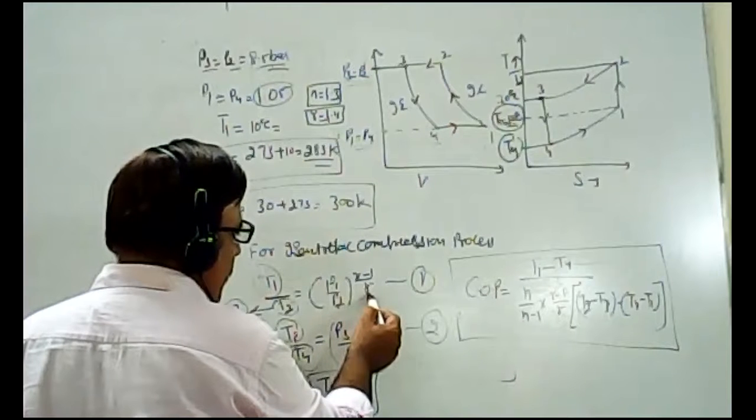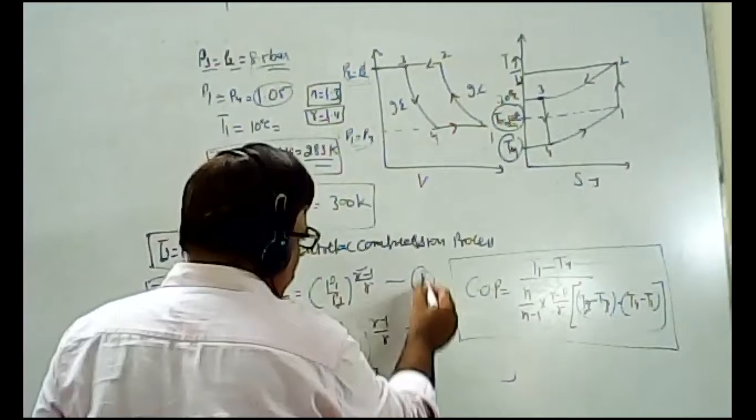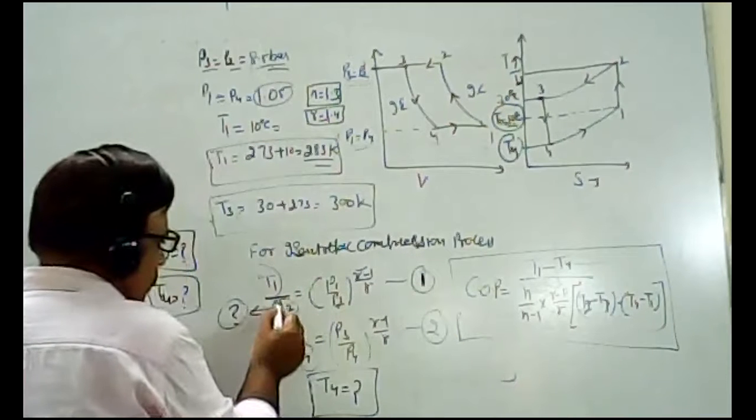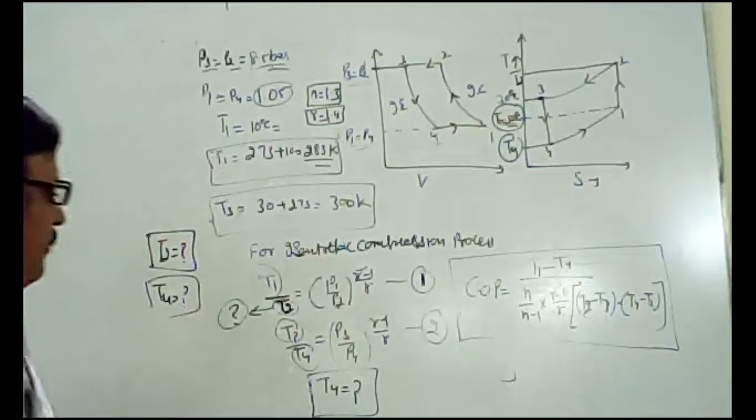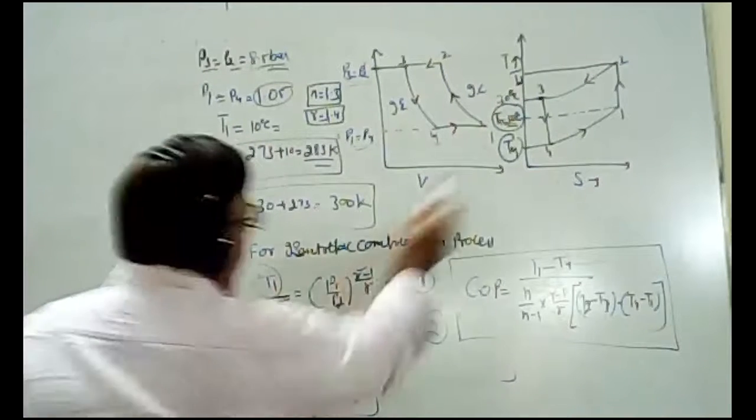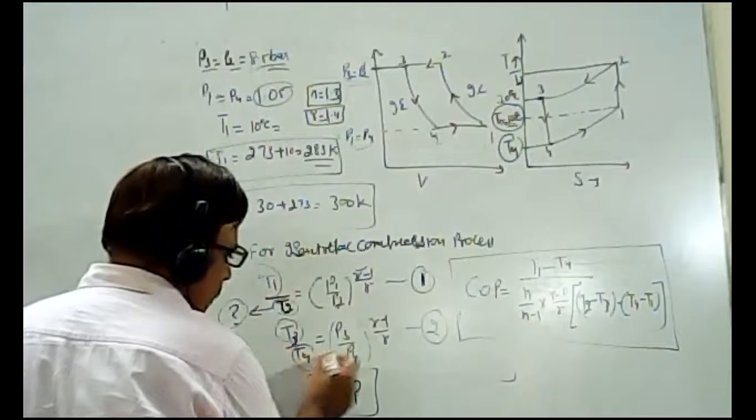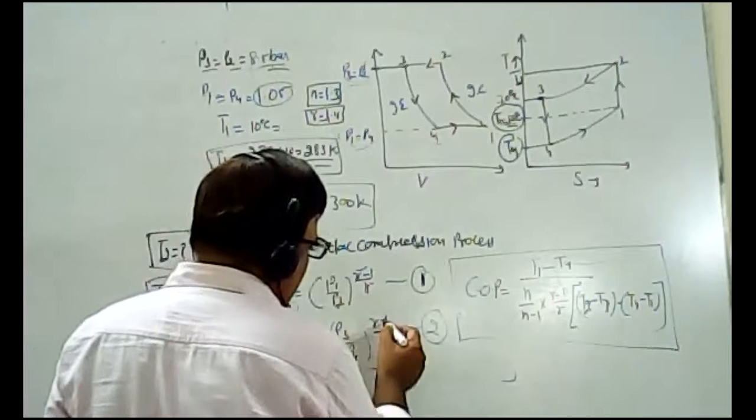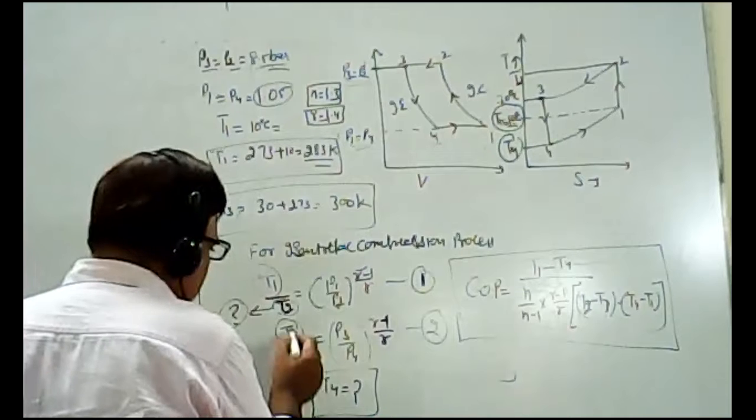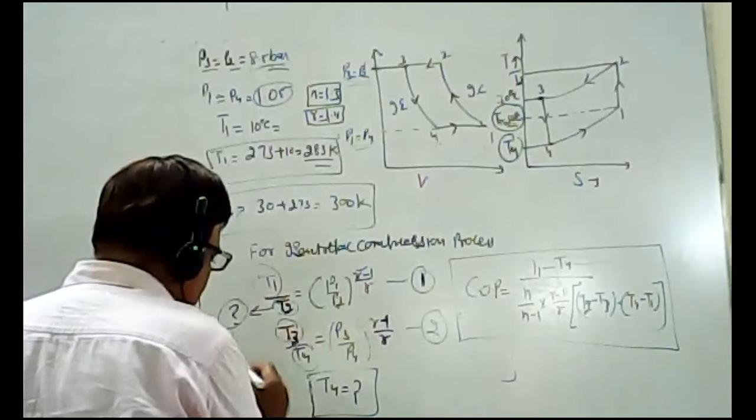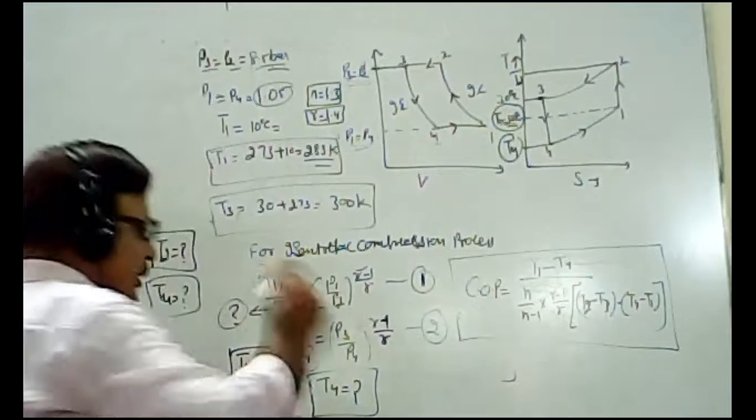T1 by T2 will be equal to P1 by P2 raised to the power gamma minus 1 divided by gamma. The value of gamma is given as 1.4. This is your equation number 1. From here you can calculate the value of T2. Now again, for the isentropic expansion process, T3 by T4 is equal to P3 by P4 raised to the power gamma minus 1 divided by gamma. Because T3 is already given, from this equation you can calculate the value of T4.